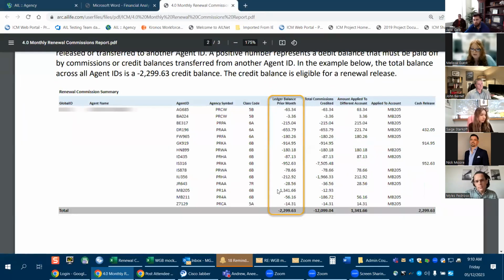Then you have debit balances. Like you see here on this MB205 account, the debit balance is a positive balance. It has to be paid back in order for an agent to receive a renewal release. What causes a debit balance on the ledger balance are weekly ledger chargebacks. The weekly ledger chargebacks are the chargebacks on lost business where an advance has been paid upfront. It created a debt on the agent's prepaid balance, and now we're not going to have sufficient first year commissions to pay back that debt created by the advance, because the policy is no longer in force.